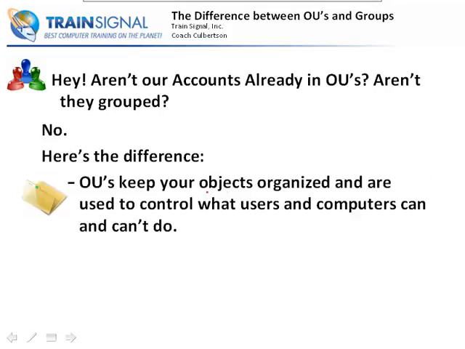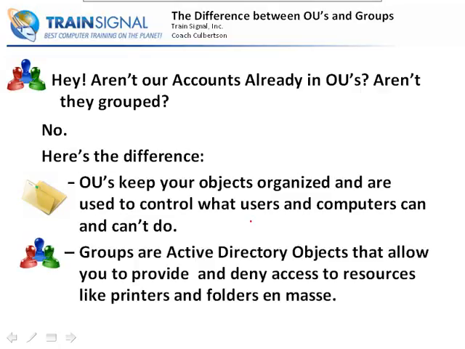Remember, OUs keep your objects organized. And they're used to control what users and computers can and can't do. That's the core usage of OUs, and that's a great and wonderful thing. Now, groups, on the other hand, are Active Directory objects that allow you to provide and deny access to resources like printers and folders en masse. When I say en masse, I'm talking about all together. Now, here's probably the biggest difference. Groups are objects that live in organizational units. So there's one real easy way to tell them apart: one lives inside the other. Okay, so let's bring this out a little bit more.